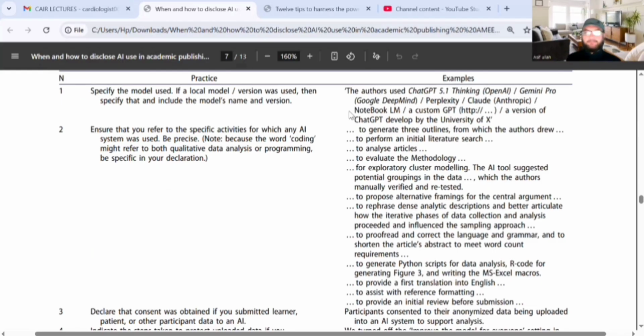Don't just say we used AI for coding. In a research context, coding could mean writing a Python script, or it could mean qualitative analysis of interview transcripts. The reader has to know exactly what the machine touched. So say, we utilized AI to extract recurring themes from patient feedback.